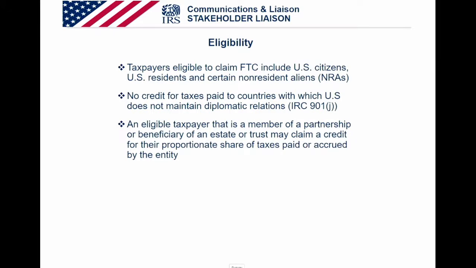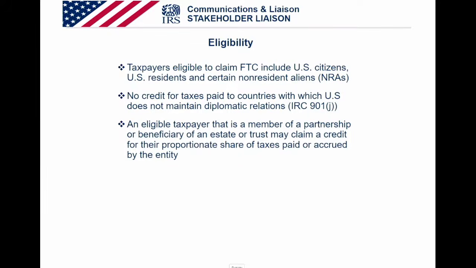The next category is U.S. residents. U.S. residents are individuals who are not U.S. citizens but may be considered resident aliens for U.S. income tax purposes. They are those who possess a green card, also known as lawful permanent residents, or those who meet the substantial presence test, or individuals who make a valid election to be treated as resident aliens.